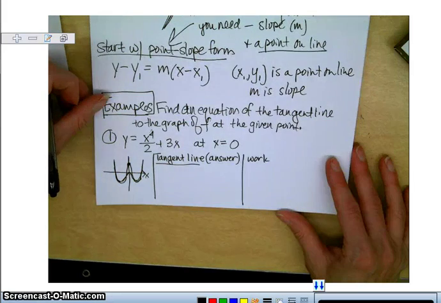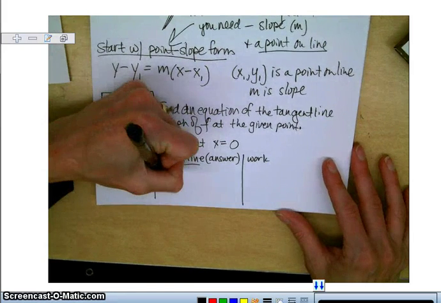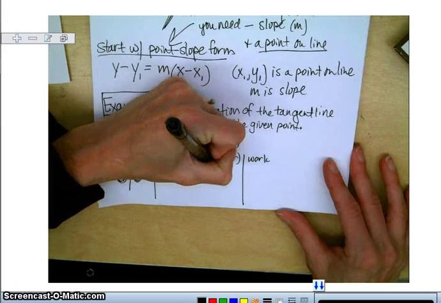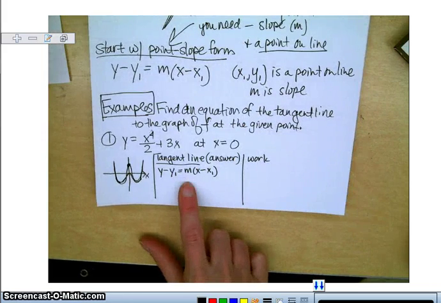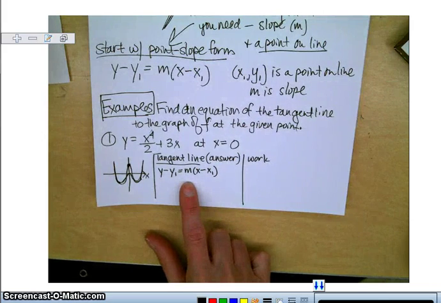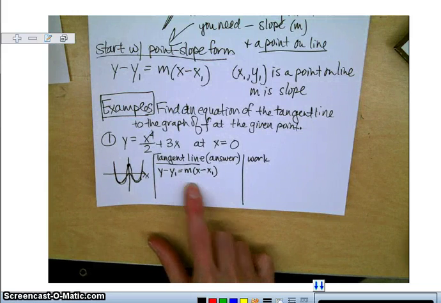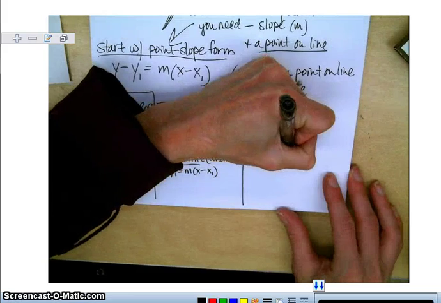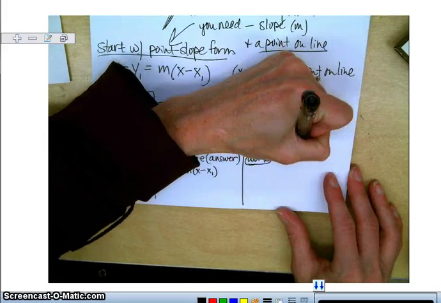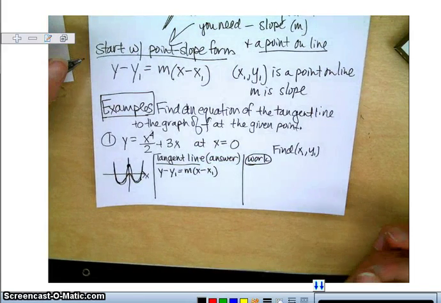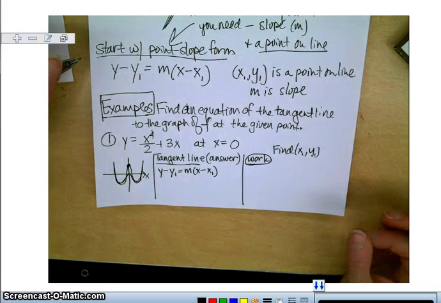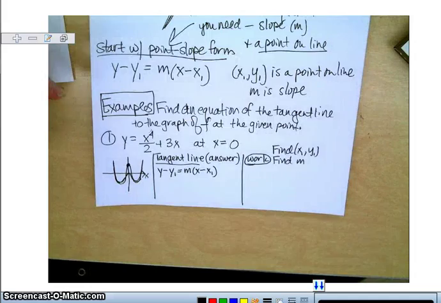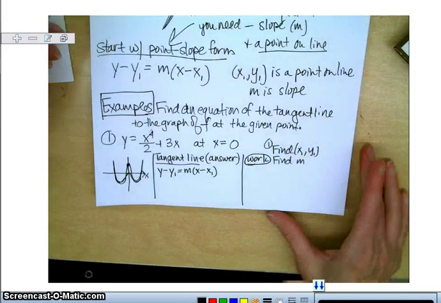So my tangent line looks like this. y minus y1 equals m times x minus x sub 1. That is what I always start with to write my equation of the tangent line. What do I need to find? For my work, I need to find two things. I need to find x1 comma y1, the point. Didn't we say earlier we have to find a point on the line? And we have to find m, the slope. So first I'll find x1 comma y1.